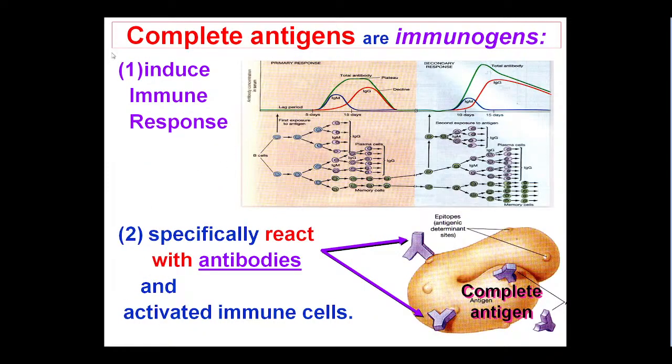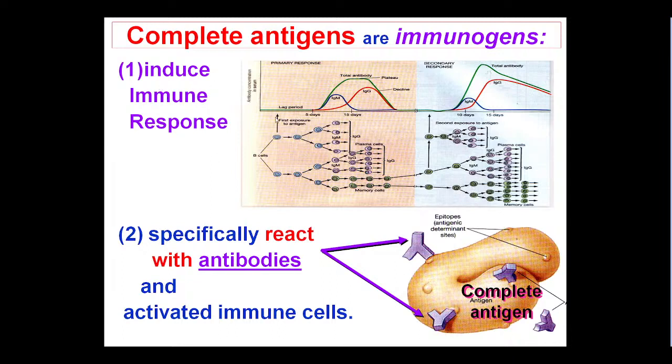Complete antigens induce immune response, are first immunogenic, specifically react with antibodies and activate immune cells. It means that complete antigens must be large enough. Molecular weight of these proteins usually has to be not less than 10,000 daltons, 10 kilodaltons. For example, haptens may have weight lower than 1,000 daltons.